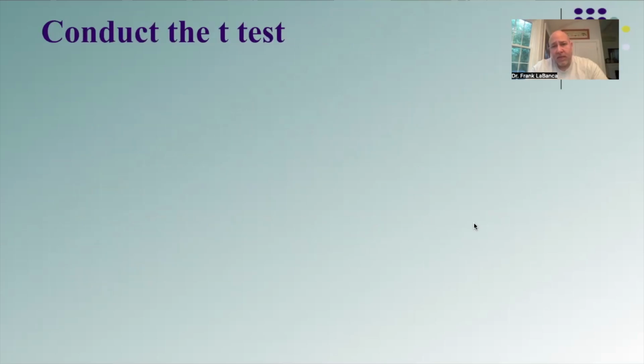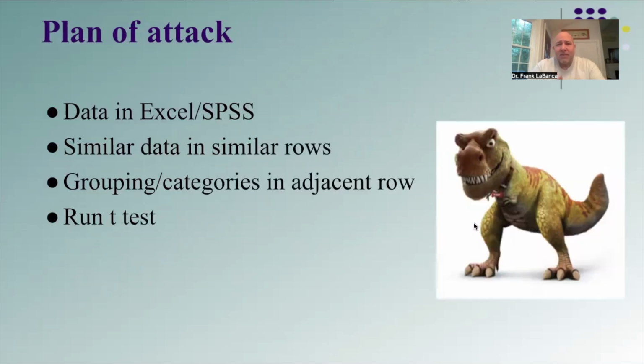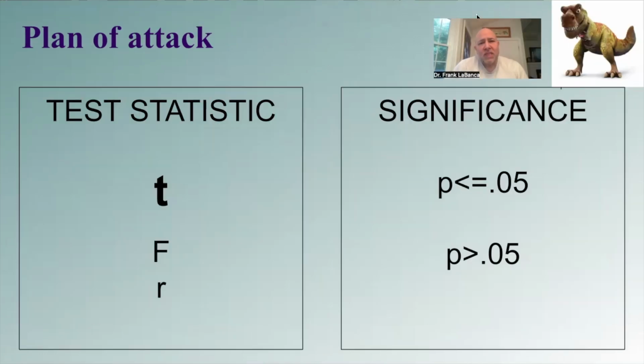So we're going to conduct the t-test. The plan of attack is as follows. You put your data in Excel, Google Sheets, or SPSS, and you put similar data in similar rows, and then you do grouping categories in the adjacent row, and then you run the t-test. And I will do a separate video to show you exactly how that works. I was thinking about how to best summarize how we interpret t-tests without going through the idiosyncrasies and minutia of actually conducting the test, which will be done separately.